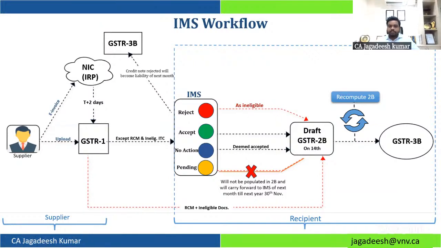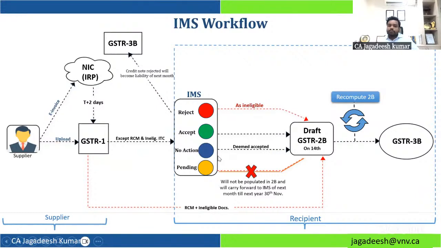You know that in 2B there are two categories: ITC available and ITC not available. If you accept or have not taken any action, it will sit in the first bucket, that is, ITC available. If I reject it, it will sit in the ineligible part, that is, ITC not available. And if you mark any invoice as pending, then that invoice will not flow to my GSTR-2B. It will remain in my invoice management system only, and carry forward to future periods until you take action on that invoice.